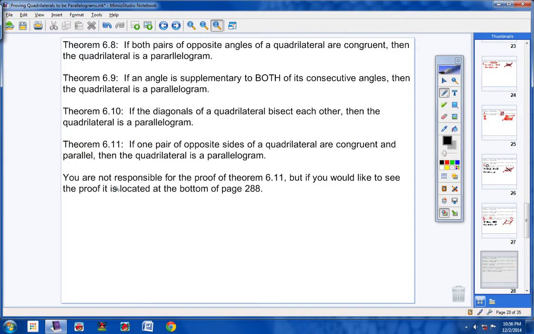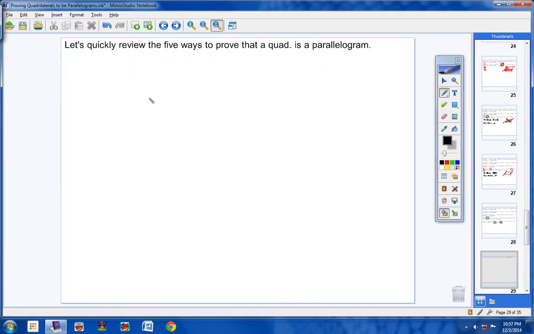Now, you are not responsible for the proof of Theorem 6.11, but if you would like to see the proof, it is located on the bottom of page 288. So if you're interested in seeing the proof for this theorem, it is located here at the bottom of the page, okay? Now, let's quickly review the 5 ways to prove that a quadrilateral is a parallelogram, okay?